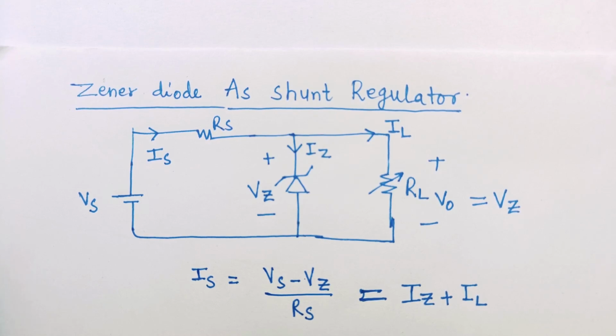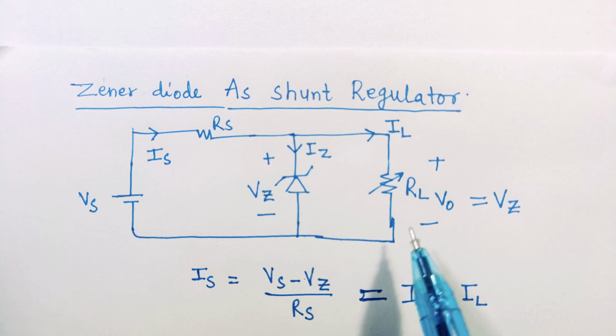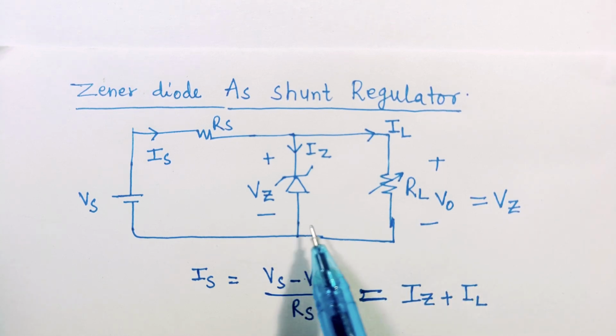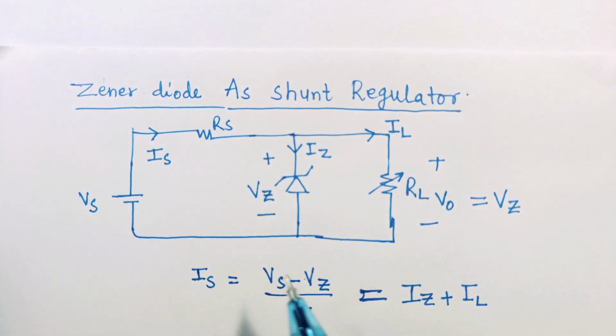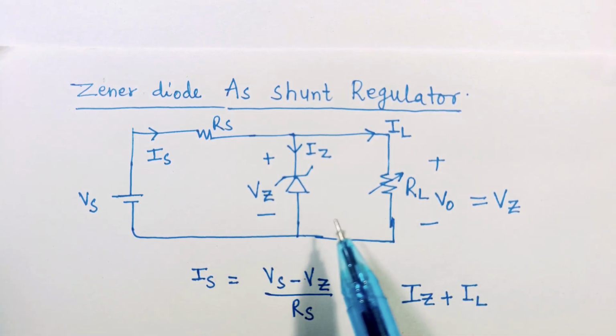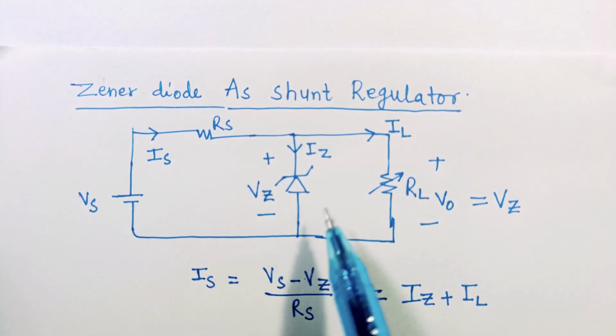Let us see some concepts related to Zener diode. Here we are using Zener diode as a voltage regulator, and this Zener diode is connected in parallel with this load, or we can say this Zener diode is connected in shunt with this load RL. So this type of connection of Zener diode for voltage regulation is known as shunt regulator.